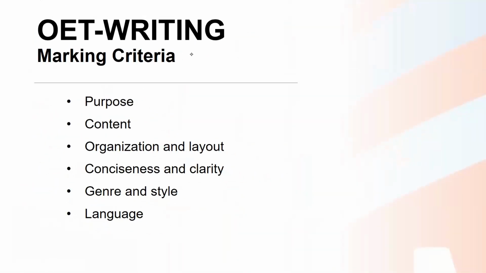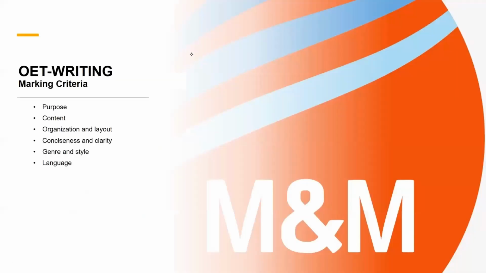The purpose of writing, the selection of the case notes, that is content, organization and layout, conciseness and clarity, genre and style, and language. These six criteria are important. First of all, what is the purpose of writing, what is the selection of the case notes, and what is organization and layout. We'll try to discuss all the criteria because your writing will be marked on these criteria, fine.